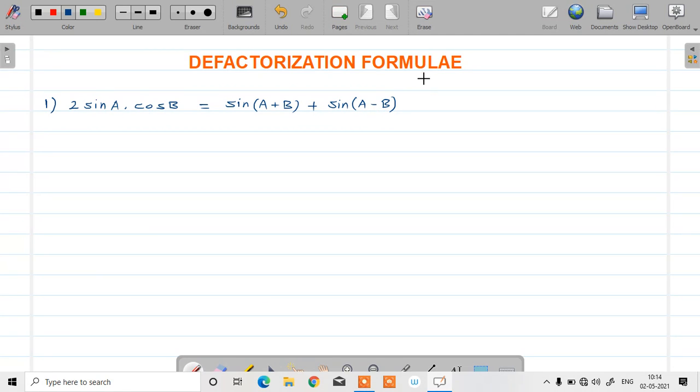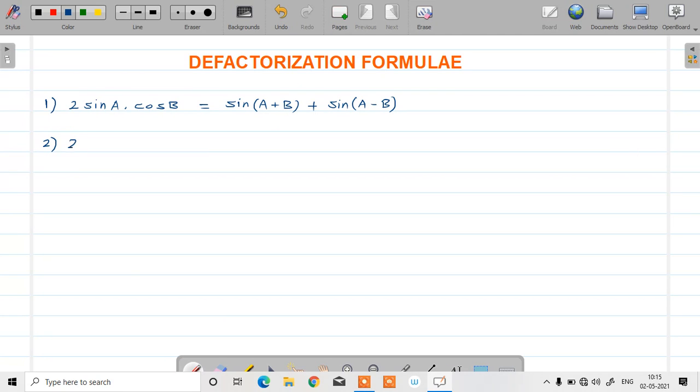Just as in the factorization formulae, we also use this concept. In that case, our left hand side was sin(A plus B) plus sin(A minus B), and we got 2 times sin A into cos B, and then we considered A plus B as C and A minus B as D. In the defactorization formula, we write the left hand side in the product form, that is 2 times sin A into cos B, and it is converted into the sum of two compound angle formulae. So the defactorization is the conversion of product into sum or difference. So this is the first formula. You can verify this by using the compound angle formula.